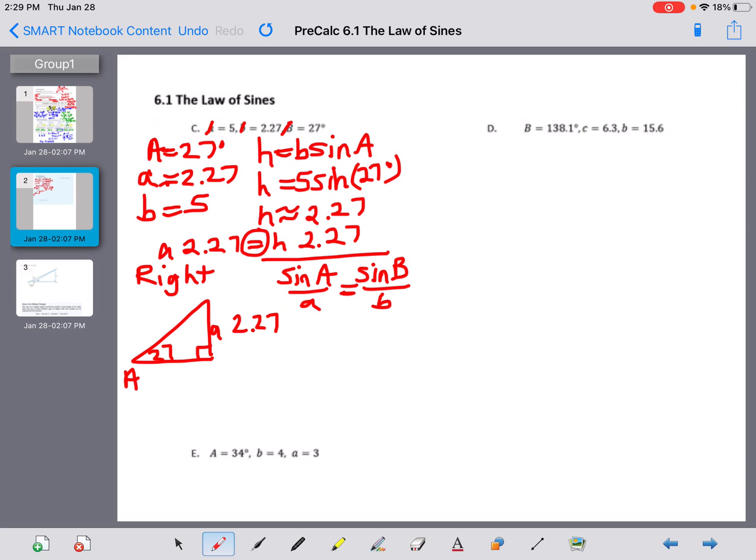Do I know my... Actually, you know what I can do right now? 90 minus 27, right? I don't need to solve for this. 90 minus 27 is 63. Oh, I know, and I guess this is one thing too I need to make sure we know.